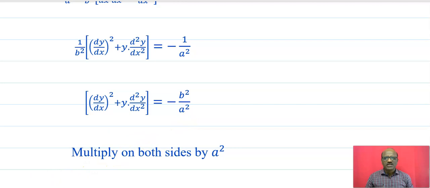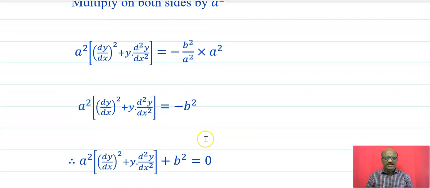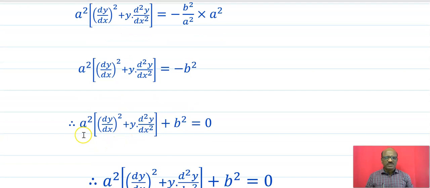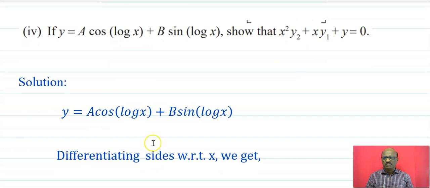Now multiply on both sides by a square. On multiplying on both sides by a square, then you will get a square in bracket dy by dx bracket square plus y into d2y by dx square, that's equals to minus b square upon a square into a square. Here a square will get cancelled, and you will get a square in bracket dy by dx bracket square plus y into d2y by dx square bracket complete equals to minus b square, and hence a square in bracket dy by dx bracket square plus y into d2y by dx square plus b square is equals to 0, and this we want to prove.